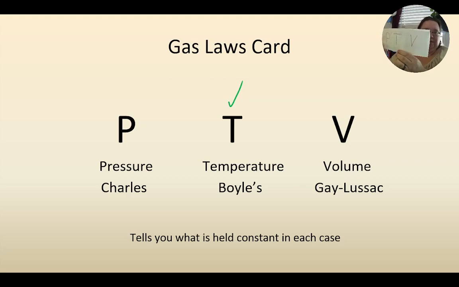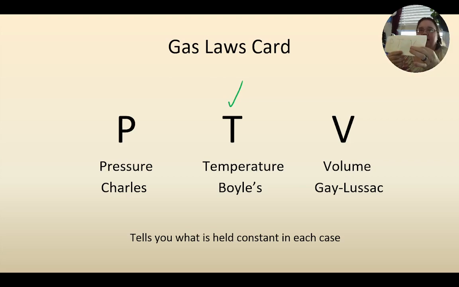Let's look at what happens if we hold pressure constant. Charles has the pressure, he holds pressure constant. Notice what happens if I pull temperature up, volume goes up with it. If I push volume down, temperature goes down with it. They are directly proportional. They both go in the same direction.